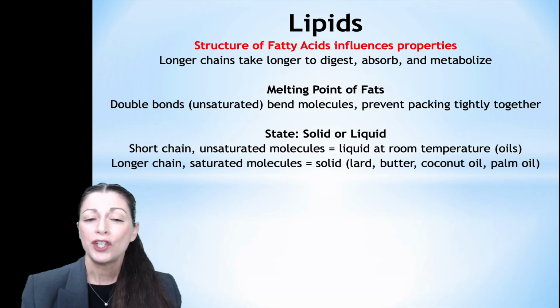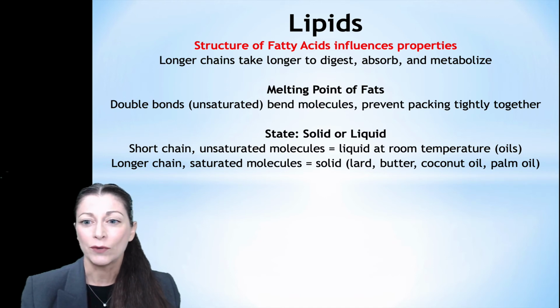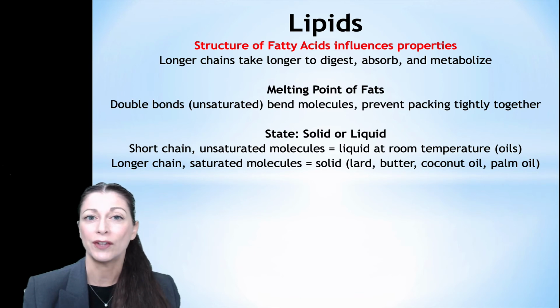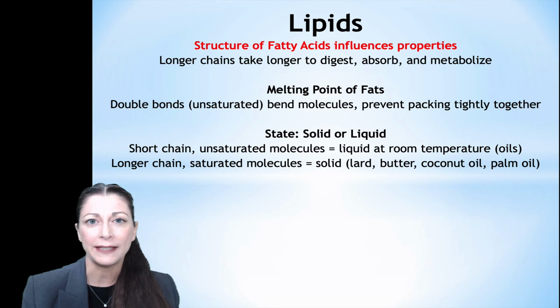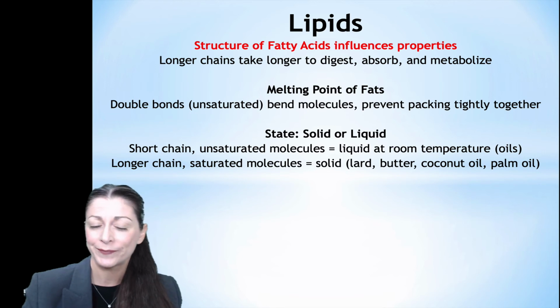So short chain, unsaturated molecules tend to be liquid at room temperature. Those are your oils. So they're not packed together tightly at all. They're liquid. Longer chain saturated molecules, so these are the ones that have all single bonds, these can pack together really tight, nice and neat, and they actually pack together so tightly that they form a solid. And these are your fats that are solid at room temperature. So this is butter, lard, coconut oil, and palm oil.